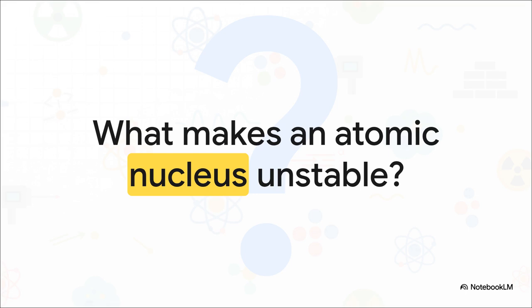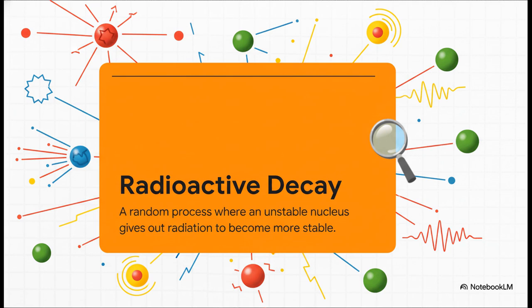In some atoms, though, that ratio is just off. Maybe there are too many neutrons, or maybe too few. Sometimes the nucleus is just too big and heavy overall. And this imbalance, this is what creates an unstable nucleus that's basically just waiting to change. And that change, that's what we call radioactive decay.